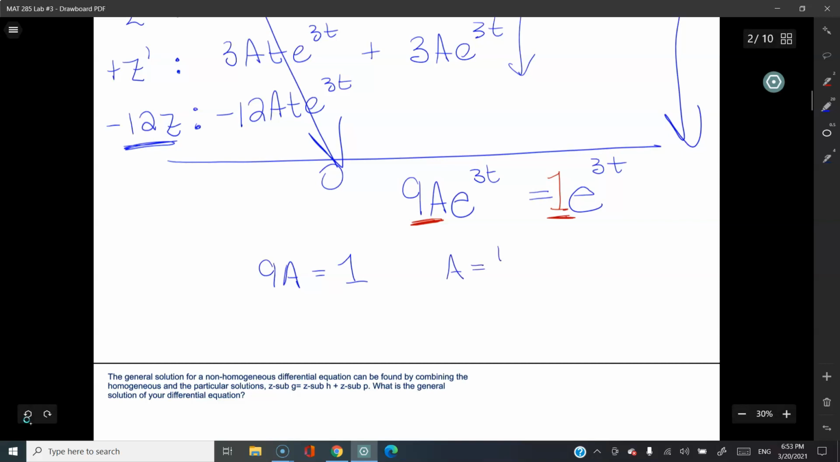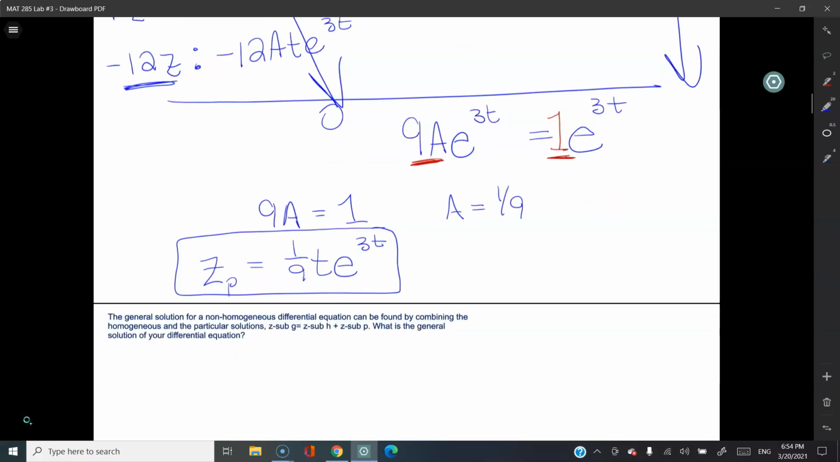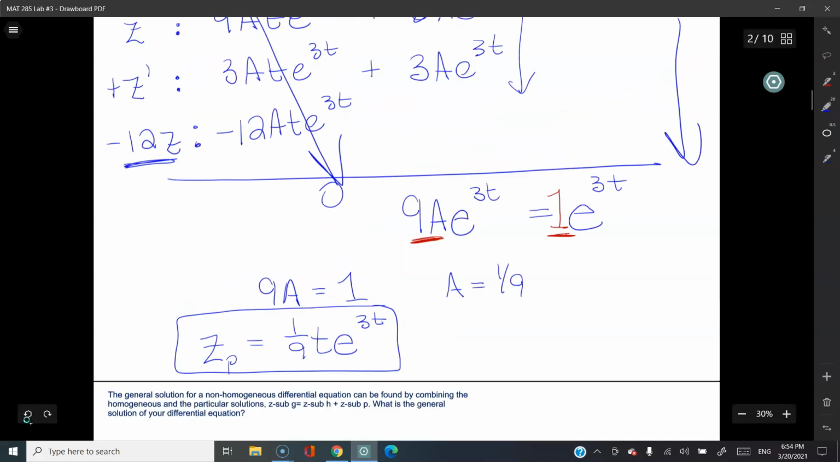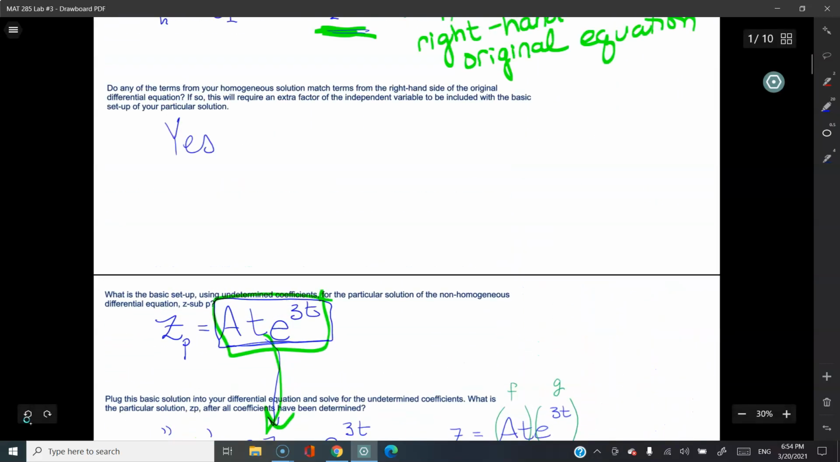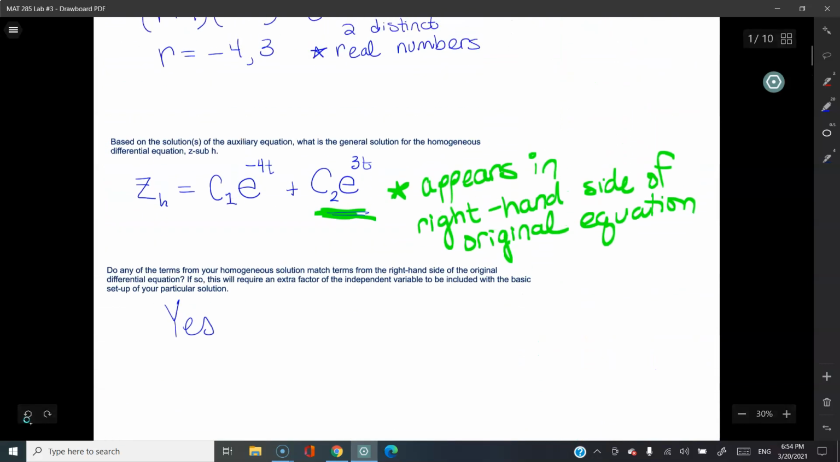And therefore, a is 1/9. That means our particular solution is 1/9 t e to the 3t. The general solution for a non-homogeneous differential equation can be found by combining the homogeneous and the particular solutions. So for our general solution, we're going to take the homogeneous solution that we found that has our c sub 1 and c sub 2, and we're going to add that to our particular solution, z sub p.